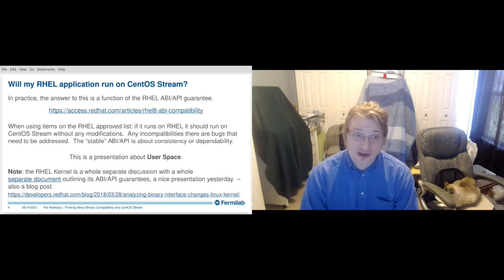So, will my RHEL application run on CentOS Stream? In practice, this is a function of the RHEL ABI and API guarantees. I've got a link here that you will see several times. When using items that are on the RHEL approved list, if it runs on RHEL, it should run on CentOS Stream without any modifications. Any incompatibilities there are bugs that need to be addressed. The stable ABI and API is really about consistency and dependability. I don't like how the word stable is overloaded here, and so I want you to think about consistency and dependability when you think about the stable ABI.